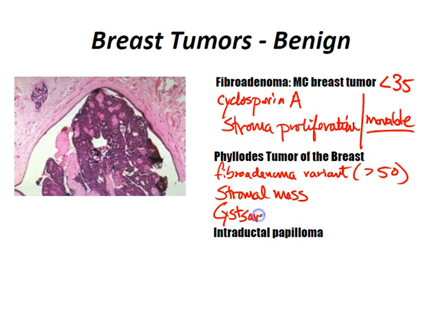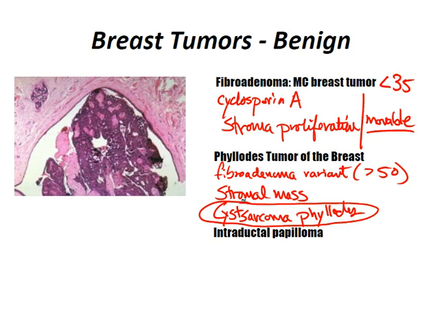cystosarcoma phyllodes. Cystosarcoma phyllodes. And that is when you get hypercellularity and mitosis that suggest malignant change.